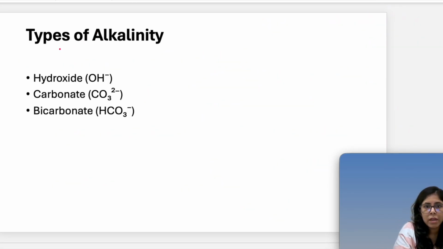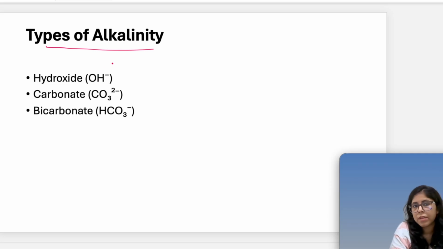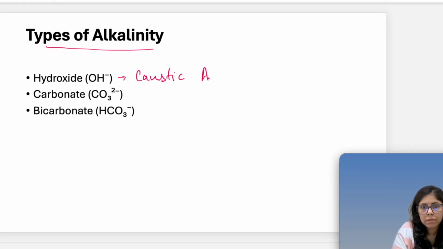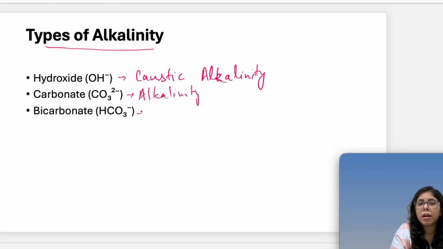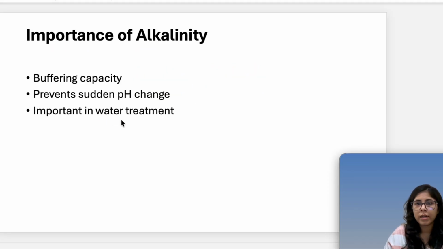So now by this we have the types of alkalinity. We have hydroxide, which we also call caustic alkalinity. Then we have carbonate alkalinity, CO3 2 minus, and then we have bicarbonate alkalinity due to HCO3 minus. So there are three types of alkalinities that we have to keep in our mind. Now, what is the importance of alkalinity?